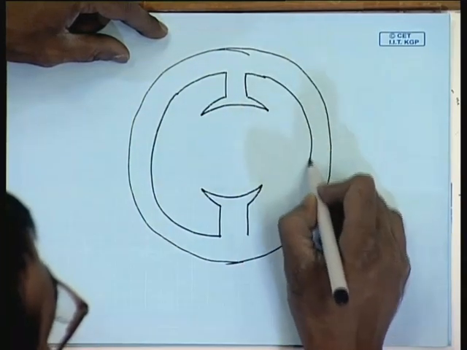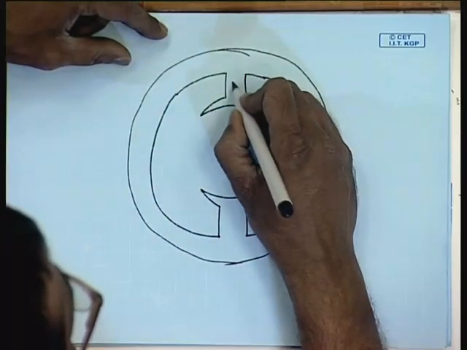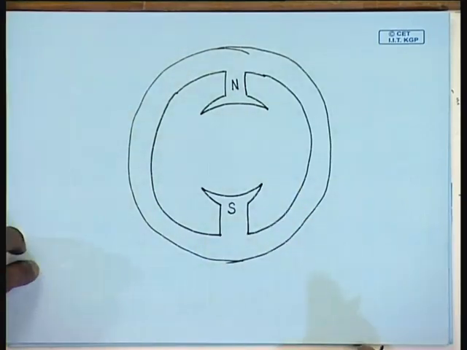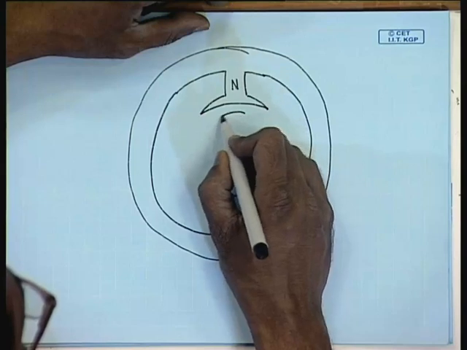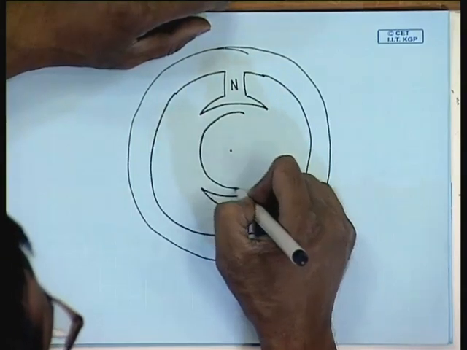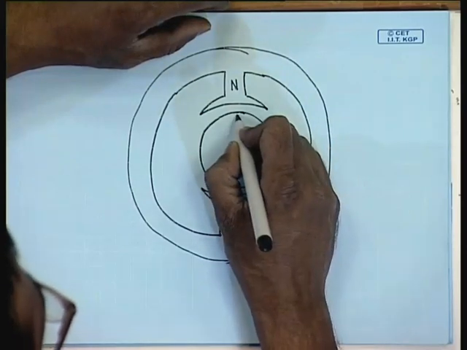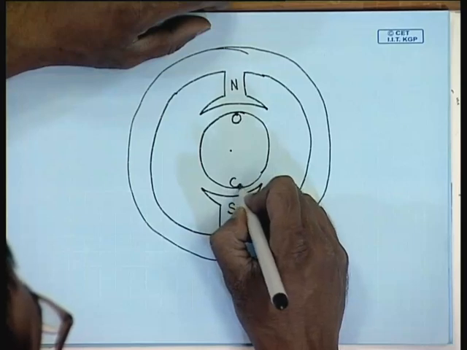Which are either permanent magnet or electromagnet. Let us say this is north pole and this is south pole. Inside we have a cylinder carrying an electromagnet. Let us say, for simplicity, made up of only one coil.